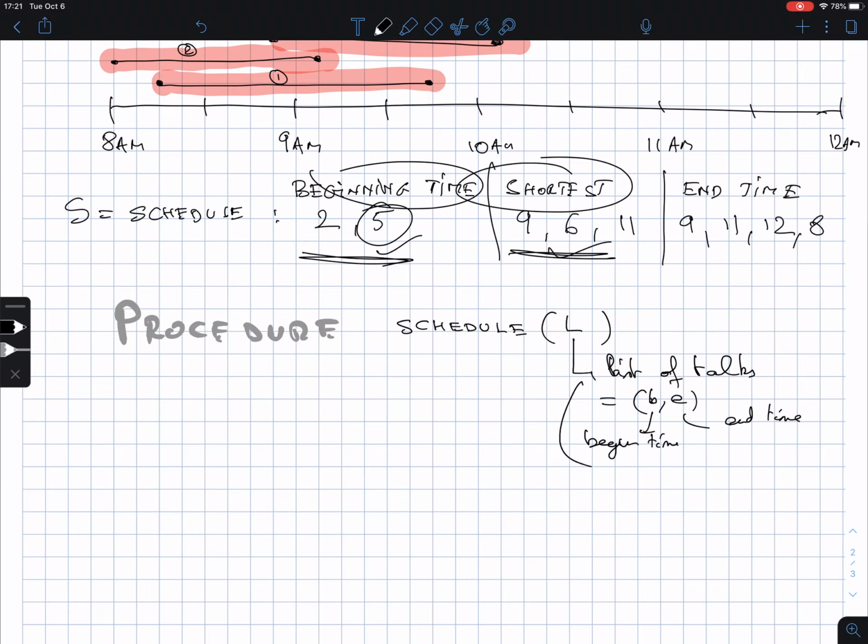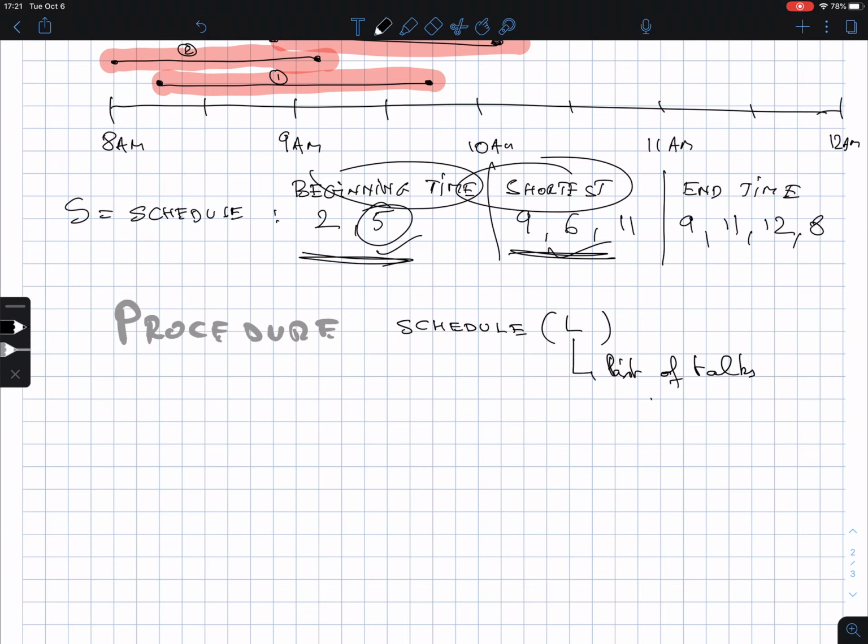These are the two things I need to know. But I don't even specify them. I'm saying the talks, let me not even mention that. Just say, how are the talks given to me? Well, they have a beginning, and what I know about the talk is when it begins and when it ends. Okay, so here's what I'm going to do.